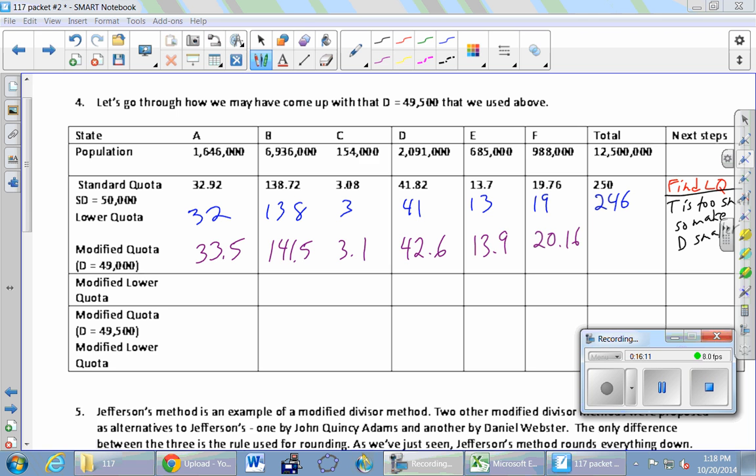Then we take a look at our new lower quotas. So we just take each of these guys and chop off the decimal. So this first one drops down to 33, right? 141, 3, 42, 13, and 20. And then we add them up. And this is the part where we got to cross our fingers, because if it didn't work, then we got to do it again. So what do we get when we add these guys up? 252. Well, darn it.